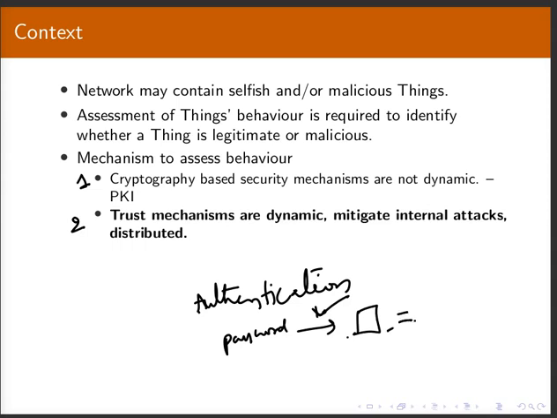Even if you do malicious activity, it will not be identified because it's not dynamic, whereas trust mechanisms are dynamic. That means even though you enter the system, it still continuously evaluates your behavior. That's why trust mechanisms are dynamic. They are used to mitigate internal attacks, and these are generally distributed computations.